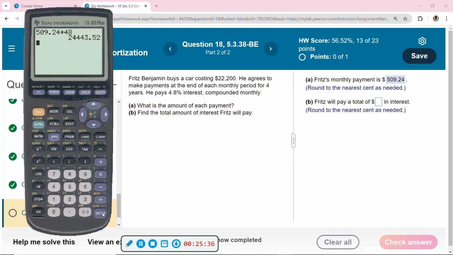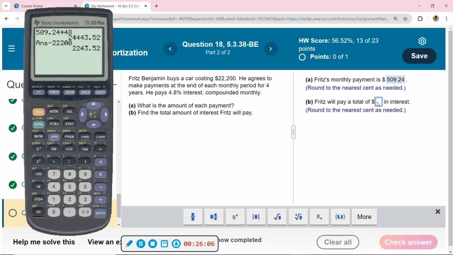So he's going to pay a total of $24,443.52 over those 4 years. But the cost of the car was $22,200. So you say that $24,443.52 minus $22,200 gets you $2,243.52. That's how much interest he paid.